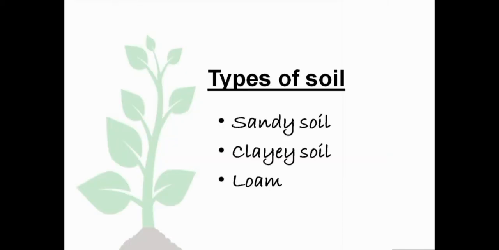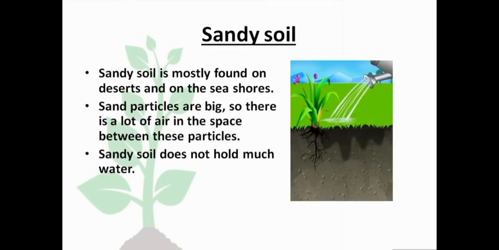Now next we are going to learn about types of soil. There are 3 types of soil given in your book. First is sandy soil, second is clayey soil and third is loam. Now we are going to learn separately about these soils. First is sandy soil. What is sandy soil? Sandy soil is mostly found in deserts and on the seashores. Sand particles are big, so there is a lot of air in the space between these particles, and sandy soil does not hold much water.